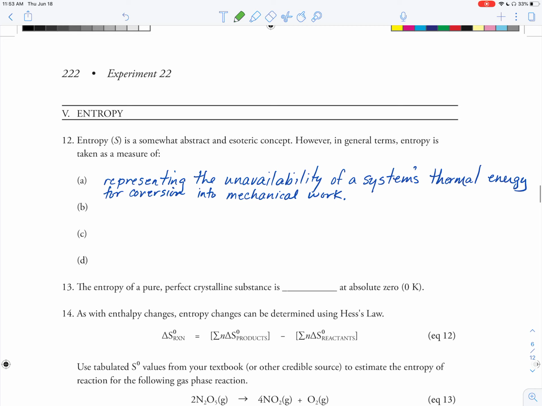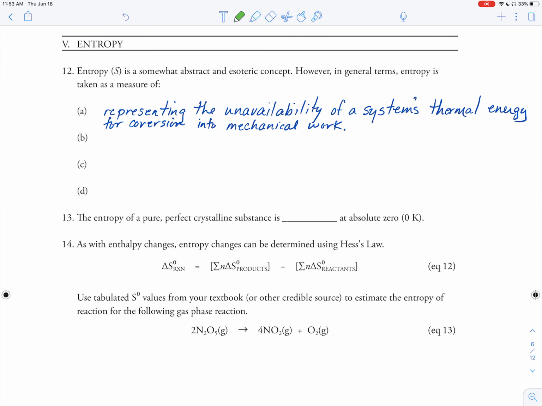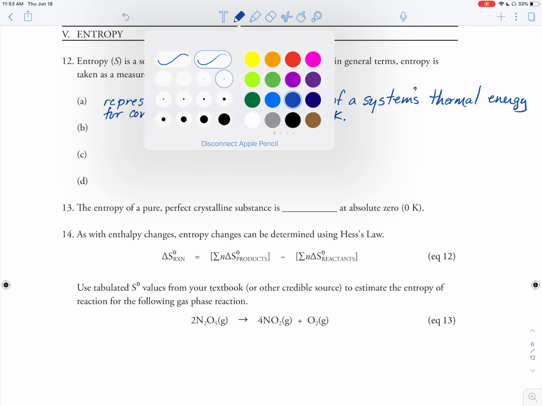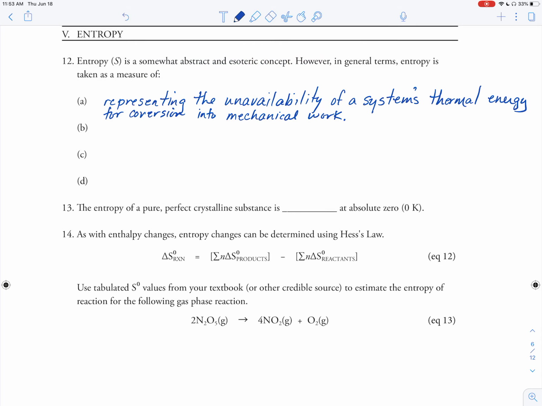Okay, so the last part of this problem video is, actually the second to last thing, we're going to talk a little bit about entropy. We just wanted to give you a couple of little pieces of information about it. It's a fairly abstract concept, but see if you can follow what we're talking about. Essentially, entropy represents the unavailability of a system's thermal energy for conversion into mechanical work.